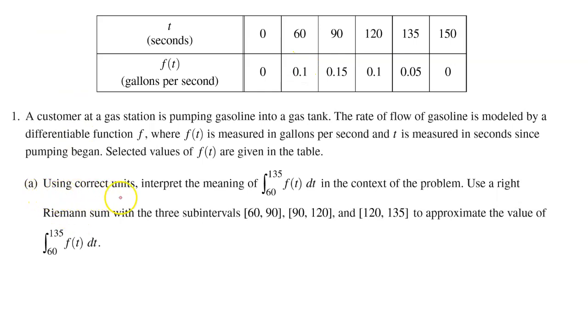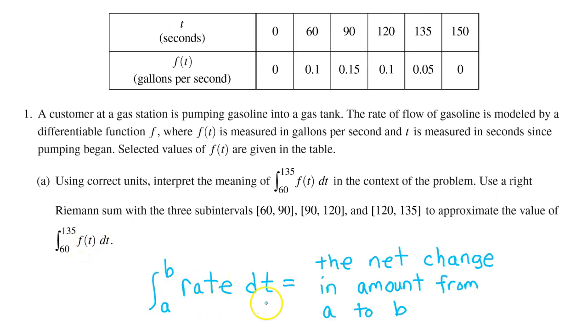Part A. Using correct units, interpret the meaning of the integral of f of t from 60 to 135 in the context of the problem. Use a right-Riemann sum with these three subintervals to approximate the value of this integral. Here is a fundamental concept I want you to memorize. The integral of a rate from A to B is the net change in the amount from A to B.